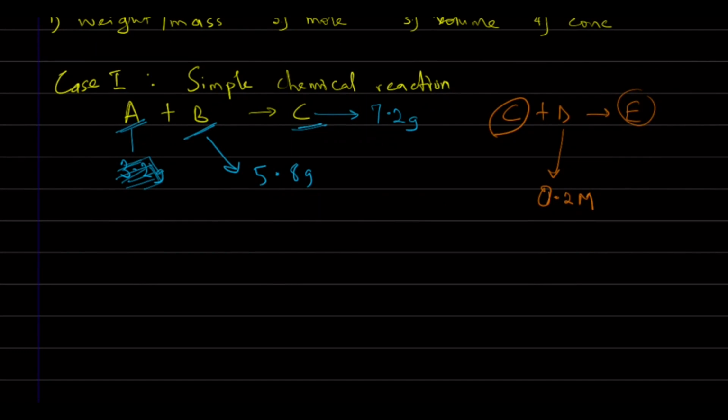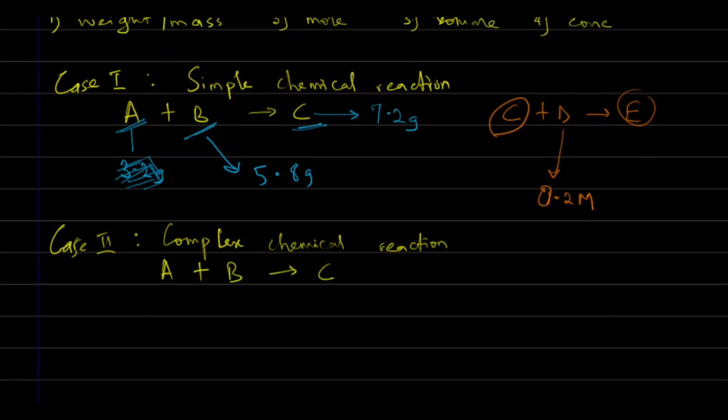Now let's consider Case 2. Case 2 is talking about a complex chemical reaction. In a complex chemical reaction, we are given parameters related to the two reactants. For example, we have A plus B giving us C, and in this case we are giving the mass of A to be 2.1 grams and also giving the mass of B to be, let's say, 0.8 grams, and we have to solve for the weight of the product C.